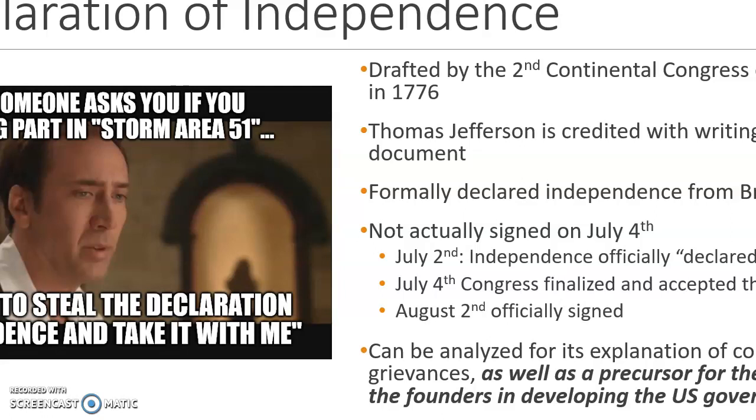Thomas Jefferson is credited with mainly writing the document. As far as we know historically, that's the author. It formally declared independence from Britain. That was the purpose, to acknowledge or explain to Britain what they were planning on doing.